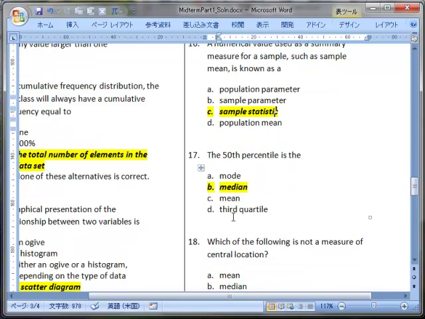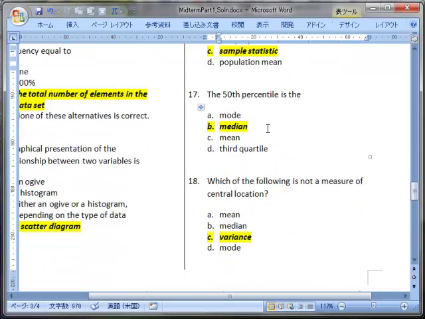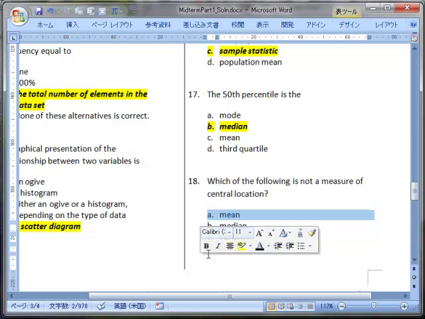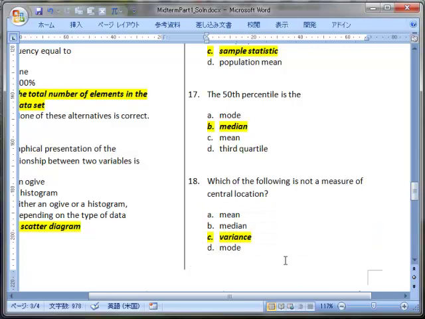Number 17, everyone got the 50th percent of the median. No, there's no problem there. But number 18, which of the following is not a measure of central location? Well, it's the variance, okay? The mean, okay, well, is the average. No problem there. People answered mode on this, quite a few answers of mode.